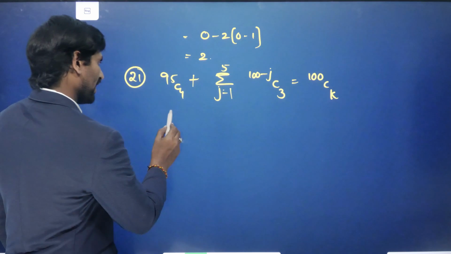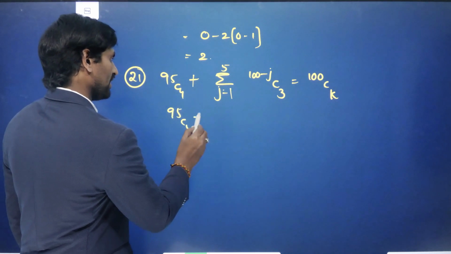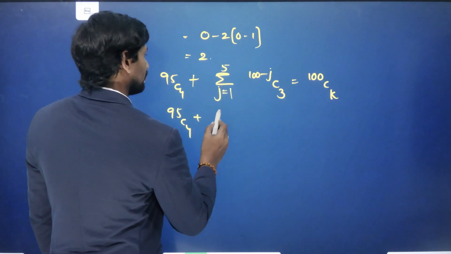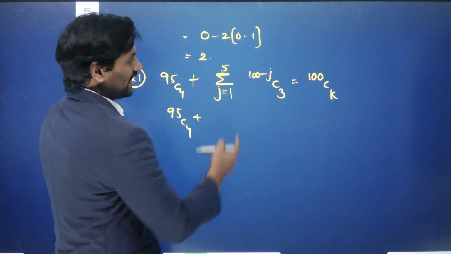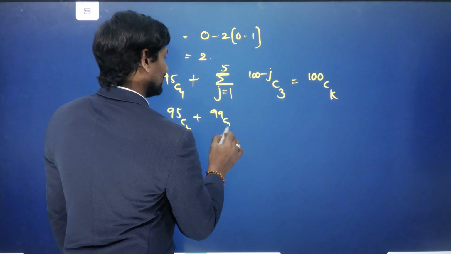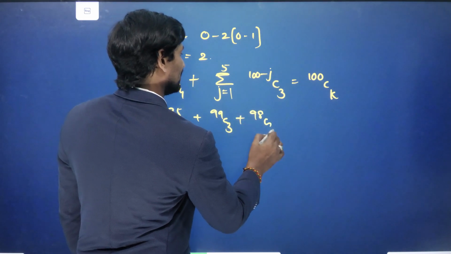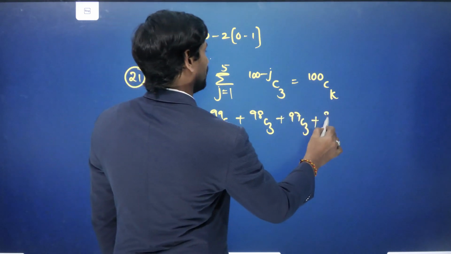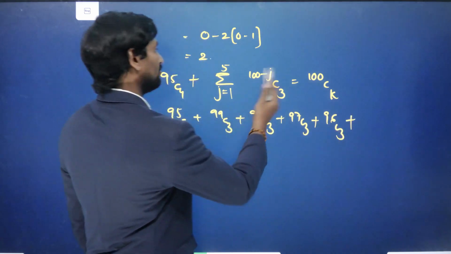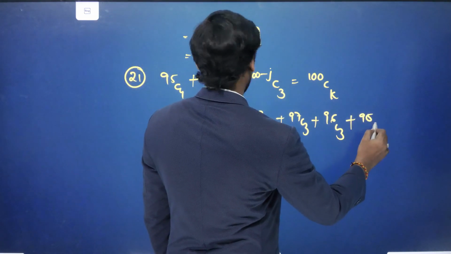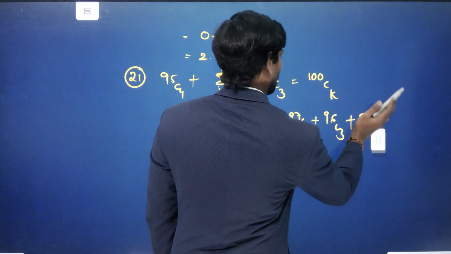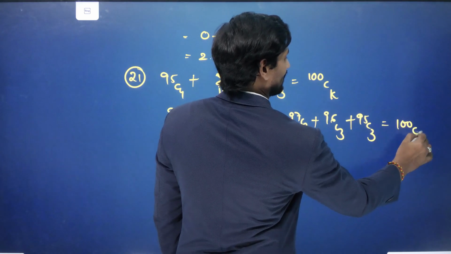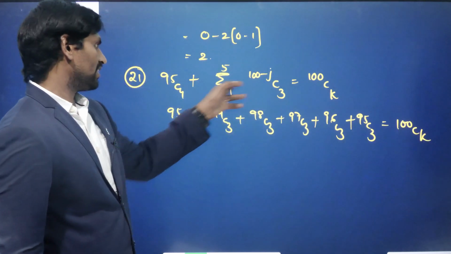Okay? Now 95C4, I am just expanding j value 1, 2, 3 like this, I am taking up to 5. So that means j value 1, if I take 100 minus 1, it will be 99C3, 100 minus 2, 98C3, 100 minus 3, 97C3, 100 minus 4, 96C3, and 100 minus 5, 95C3, that is equal to 100 Ck. Okay, now I am expanding like this.